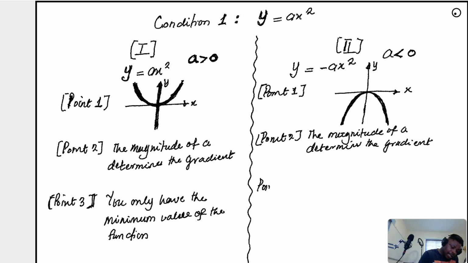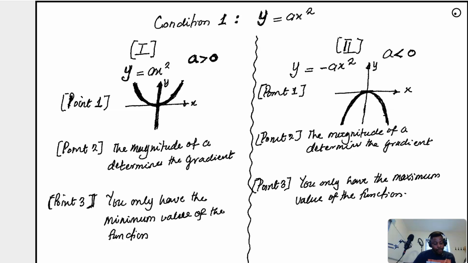But for point 3 here, since the curve is closing, you can have a maximum value. So you only have the maximum value of the function.